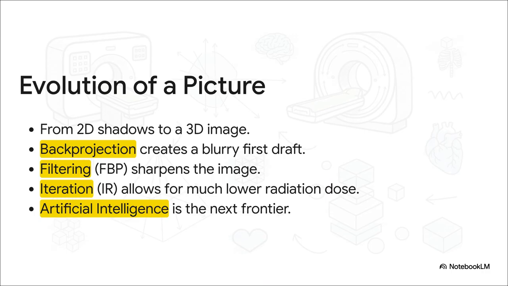So let's just quickly recap this whole evolution. We started with 2D shadows. Back projection gave us a blurry first draft. Filtered back projection sharpened that image for decades. Then, to make scans safer, iterative reconstruction introduced a smart guess and check system. And that brings us to the next frontier, AI.